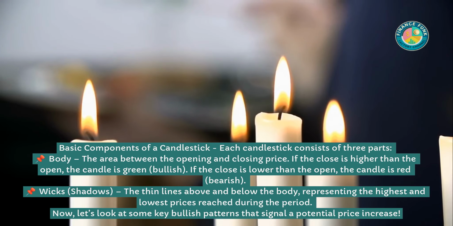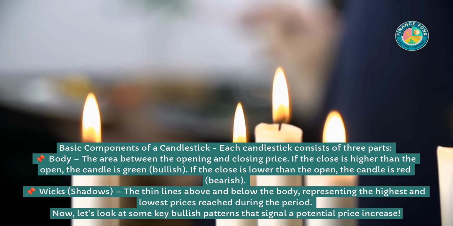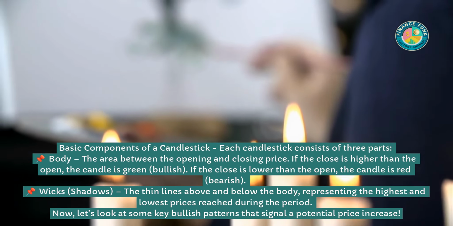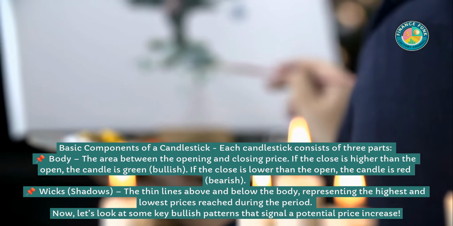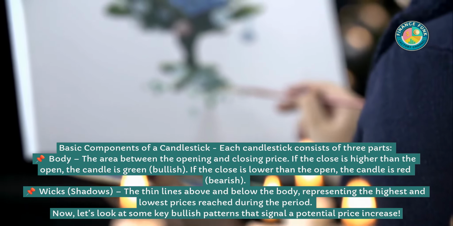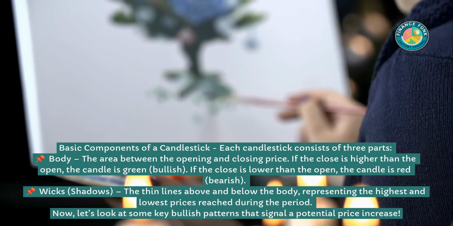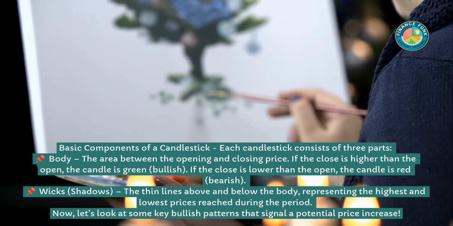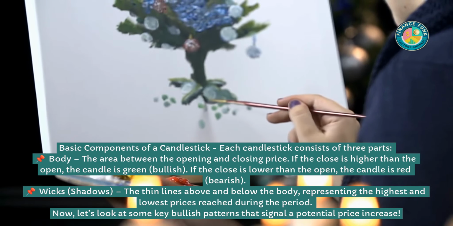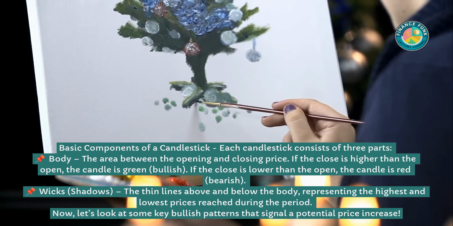Basic components of a candlestick. Each candlestick consists of three parts. Body, the area between the opening and closing price. If the close is higher than the open, the candle is green, bullish. If the close is lower than the open, the candle is red, bearish. Wicks, shadows. The thin lines above and below the body, representing the highest and lowest prices reached during the period.